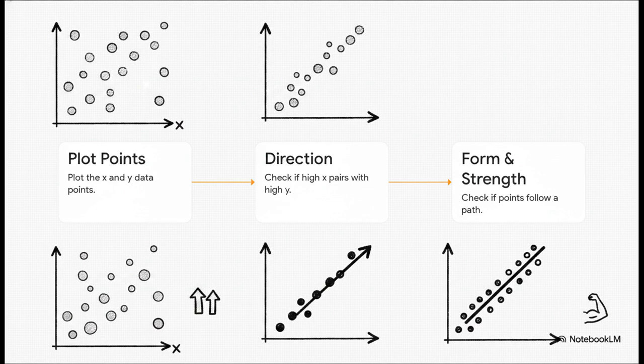What are we seeing? Well, high x values, like those 12 hours of practice, occur with high y values, like 36 points. As one goes up, the other goes up. And for step 3, checking for form and strength. If we map those points out in our heads, they follow a very clear, tight, straight path marching upwards.